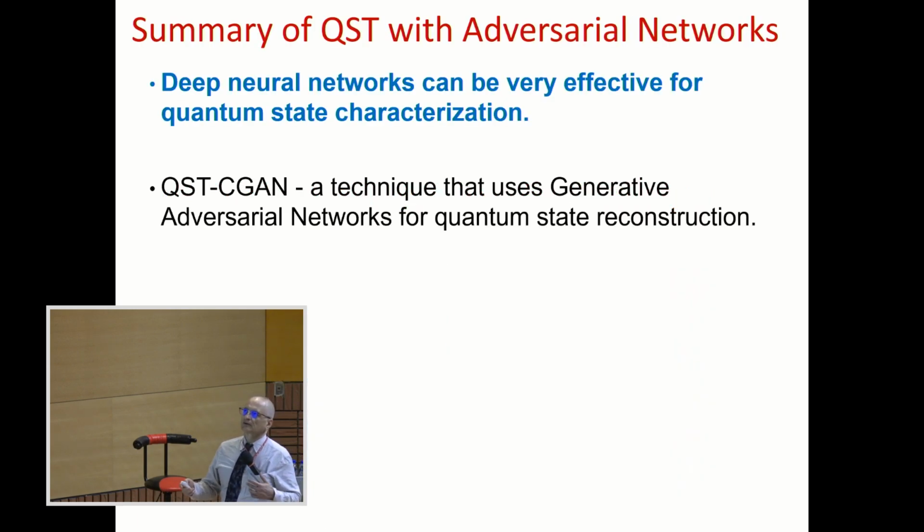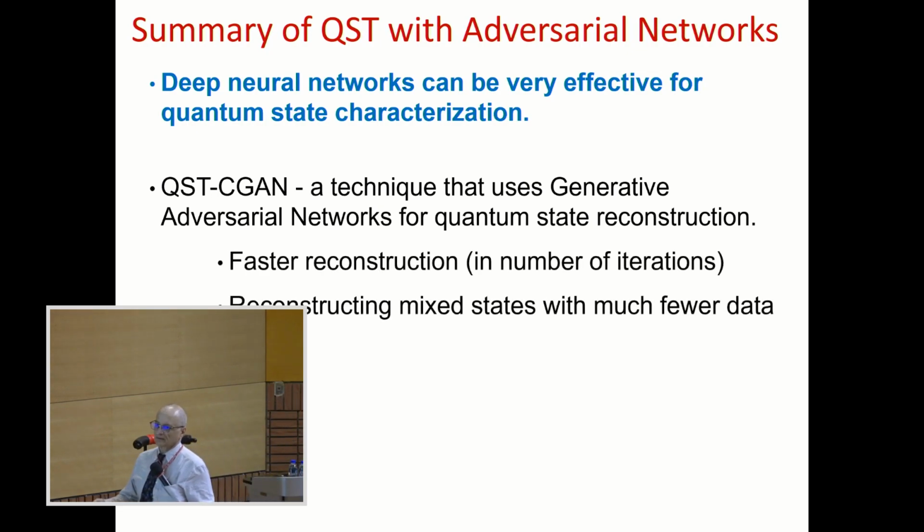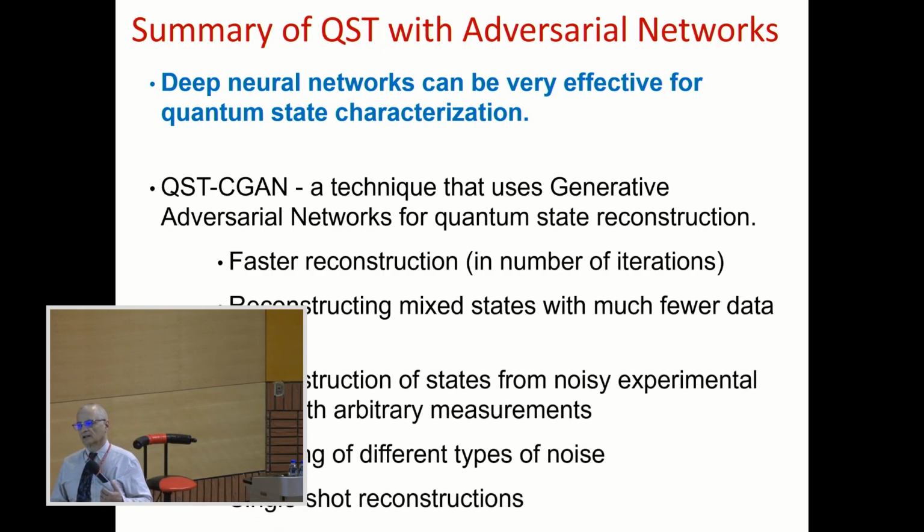And the summary of this part, it is possible to use these adversarial networks and deep neural networks for quantum state characterization to save you a lot of time to characterize the states. It's a technique that uses generative adversarial networks for quantum state reconstruction. It's faster in the number of iterations, reconstructing mixed states with much fewer data points, and it can handle noisy data, different kinds of noise, and if you're lucky, you get single shot reconstructions. It has been properly pre-trained on this data here.